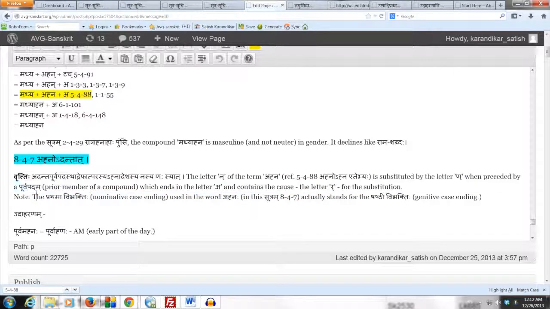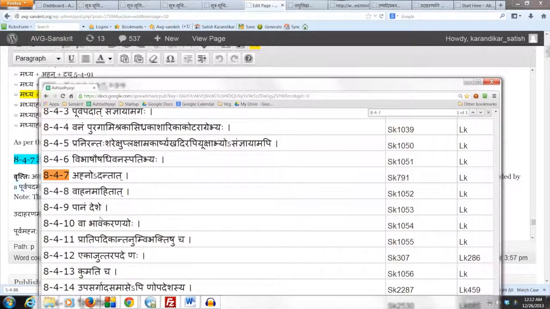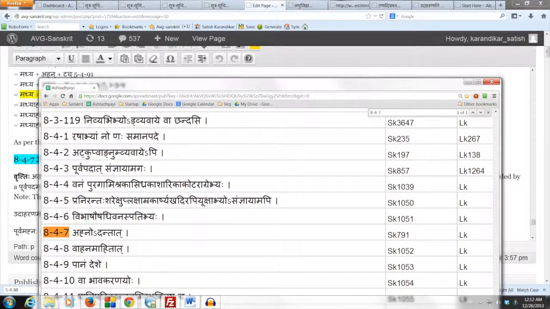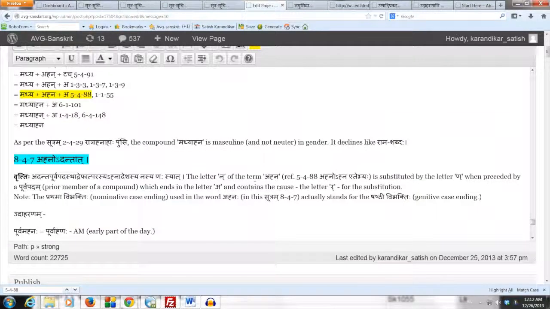Now, why are we saying the letter ra? What about the letter sha? Because we just said the anuvritti of rashabhyam is coming down. The reason is that, generally speaking, there are no compounds which have ahna as the latter member and a prior member containing the letter sha. Yes, there are some very rare cases, but normally it's the letter ra which is the nimittam for the natvam. That's why the vritti says rephat.